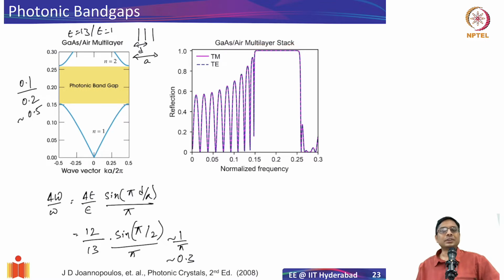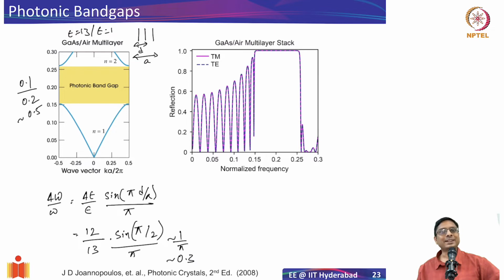So this is how you can analyze the band gap. If you don't know how to calculate the exact band structure using eigenmode analysis, it's all right. We can use the simple T matrix theory that we have learned so far and look at how the band gaps occur.